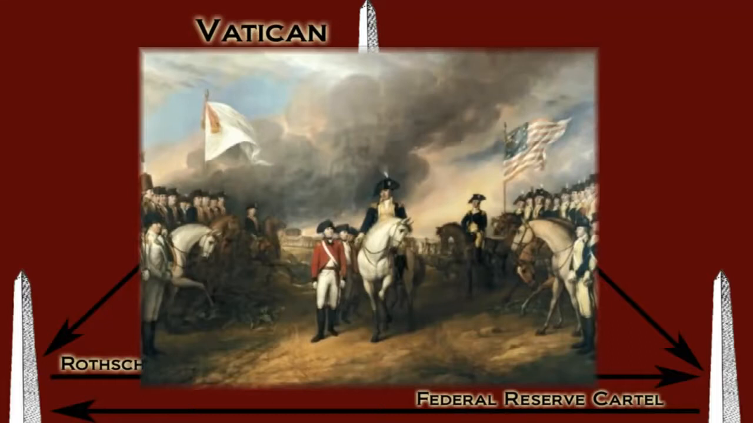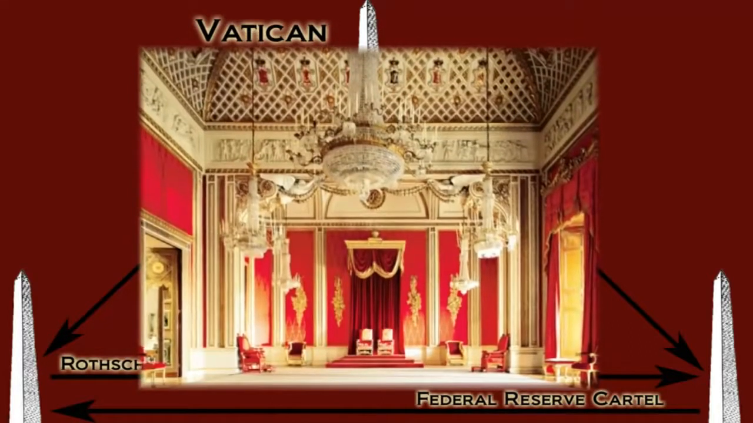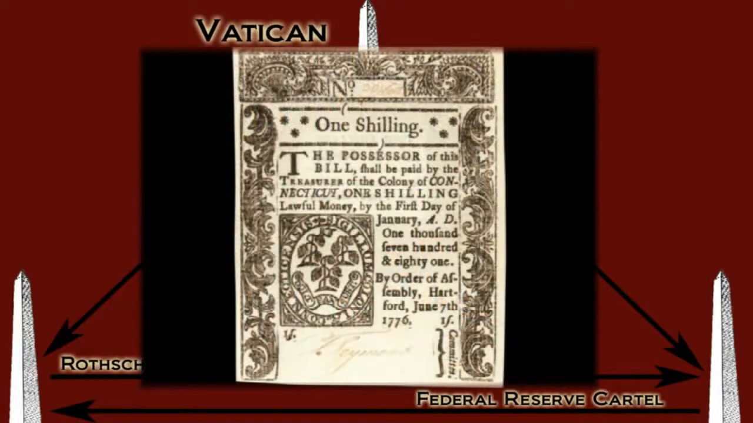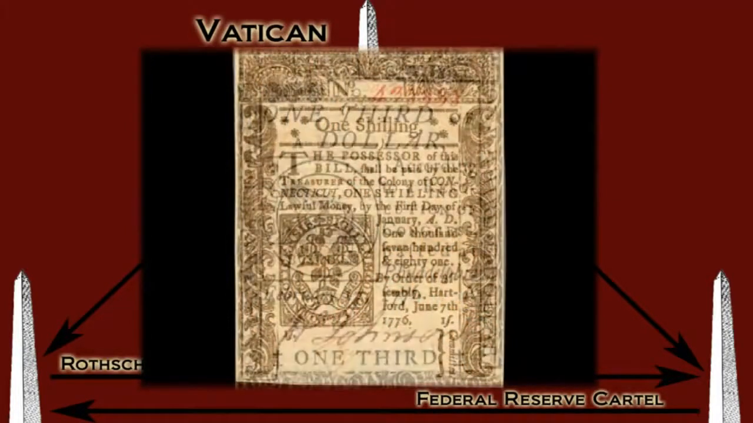The two major reasons which brought about the American Revolution. First of all, taxation without representation, such as the Stamp Act and the tax on tea. But the primary reason, the colonies established their own currency. They printed their own money.